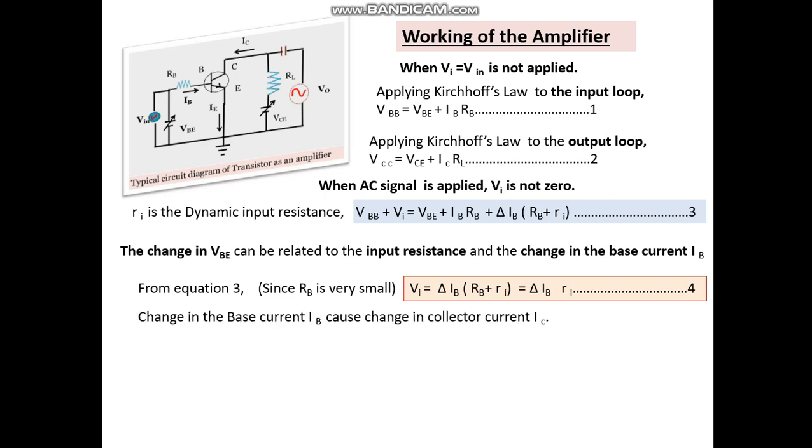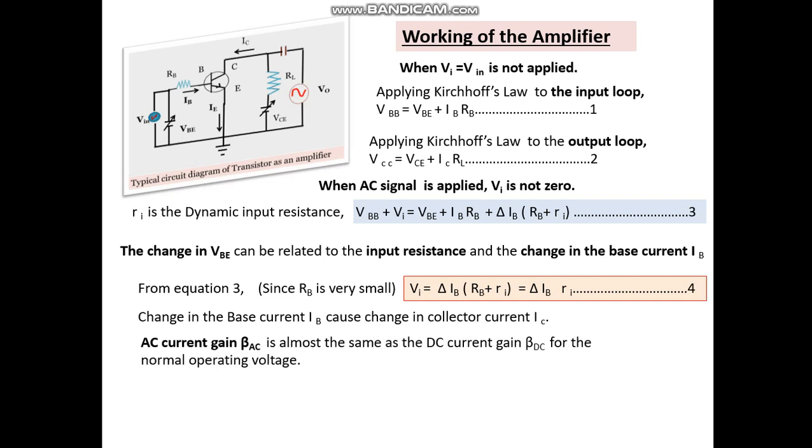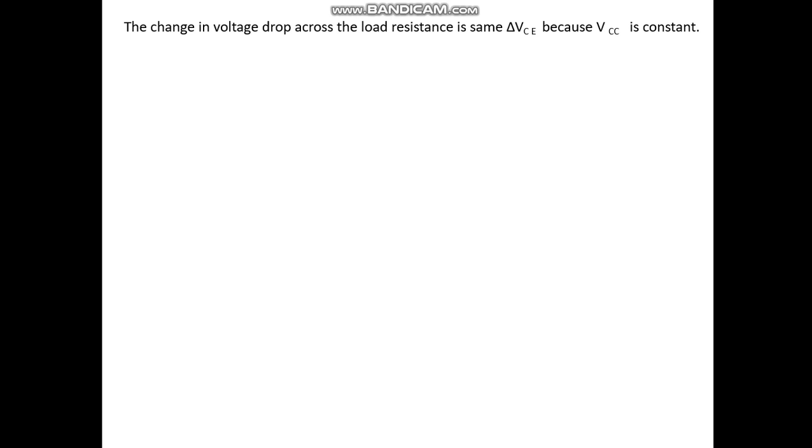Change in the base current IB causes a change in the collector current IC. The AC current gain beta AC is almost the same as the DC current gain beta DC for the normal operating voltage. Therefore, beta AC is equal to delta IC upon delta IB. That's equation 5. The change in the voltage drop across the load resistance is the same as delta VC because VCC is constant. Delta VCC is equal to delta VC plus delta IC RL, that is equal to 0. Therefore, delta VC is equal to minus delta IC into RL.